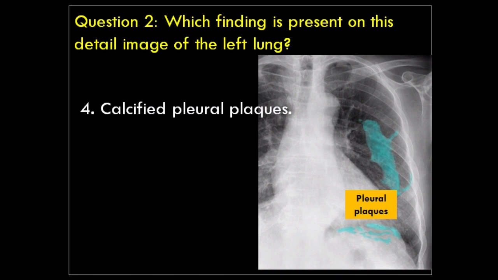The correct answer is calcified pleural plaques. These are the typical appearances of calcified pleural plaques secondary to asbestos exposure. This is different from asbestosis, which is lung fibrosis secondary to asbestos exposure.